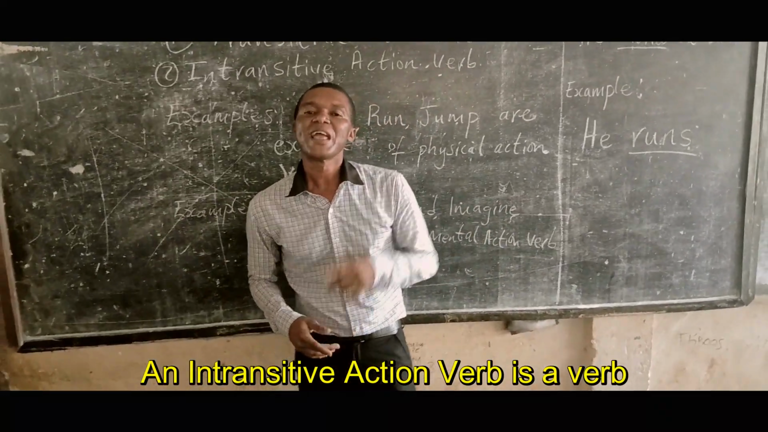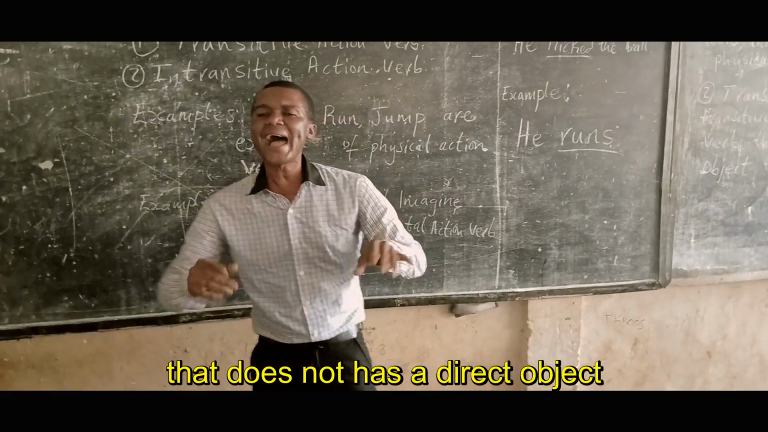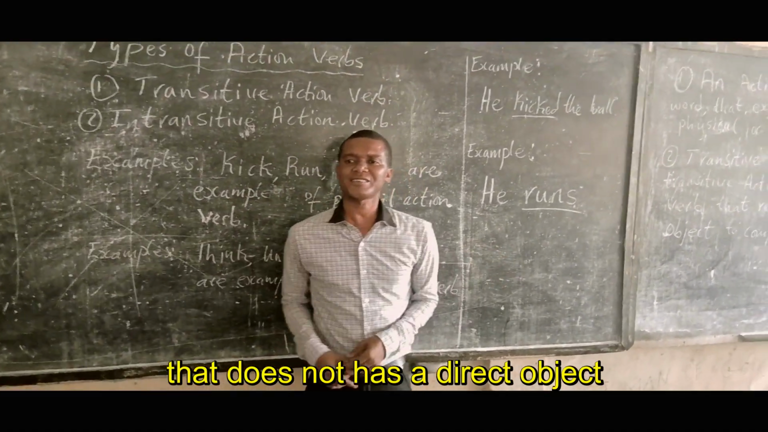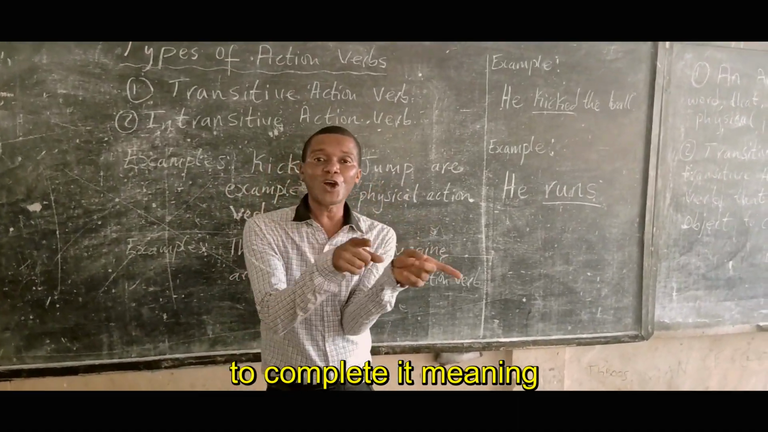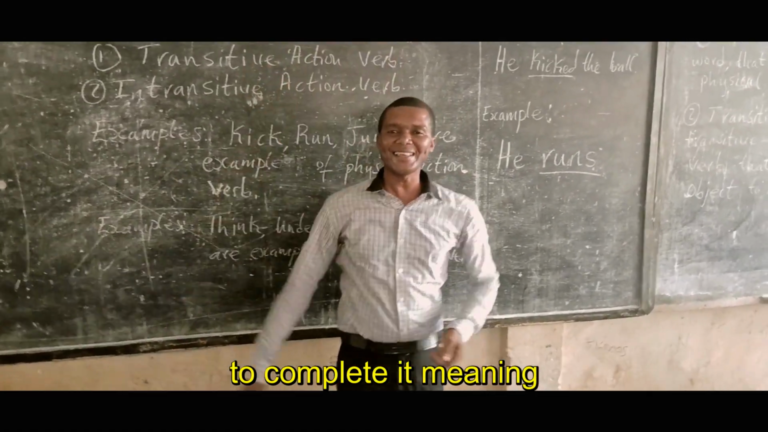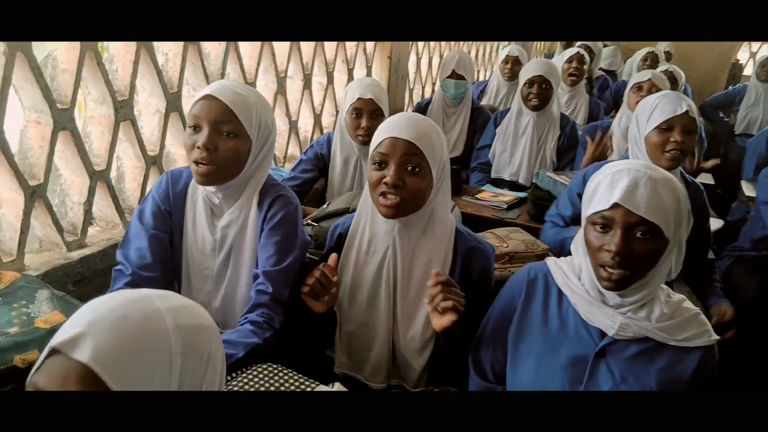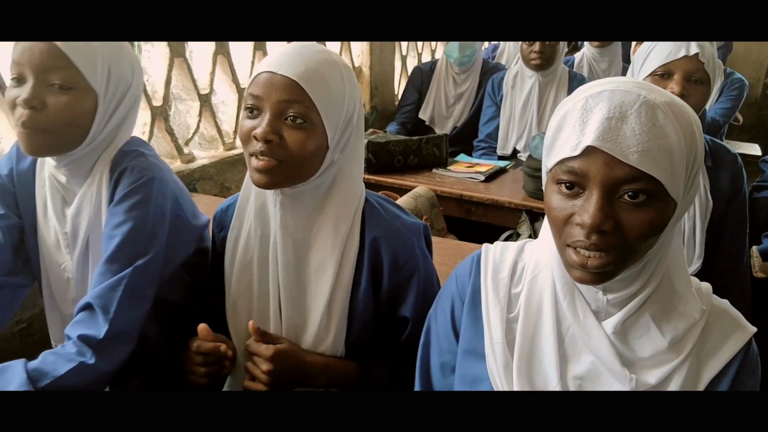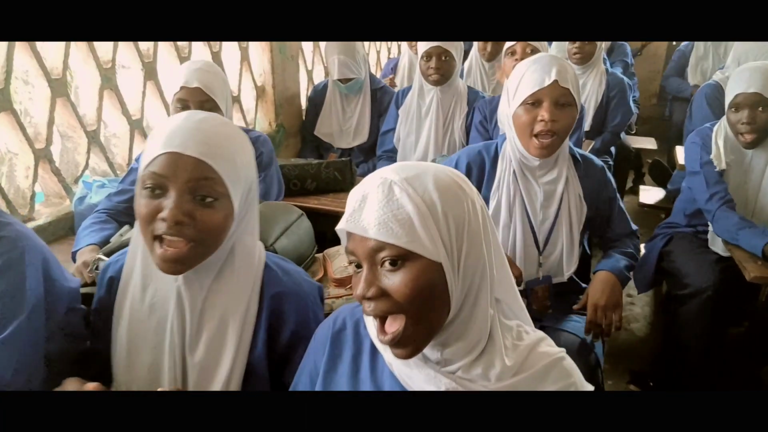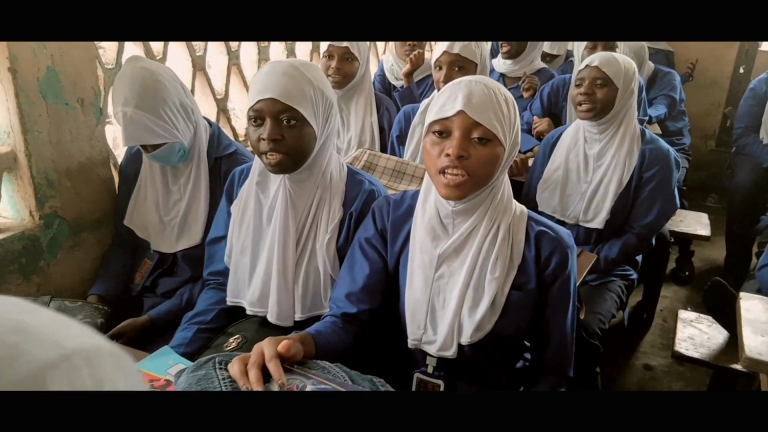Intransitive. An intransitive action verb is a verb that does not have a direct object to complete its meaning. Repeat. An intransitive action verb is a verb that does not have a direct object to complete its meaning.